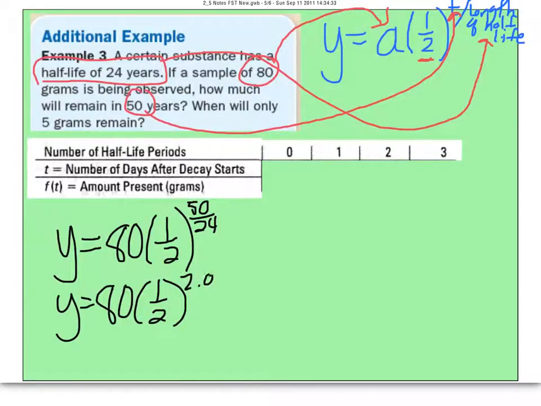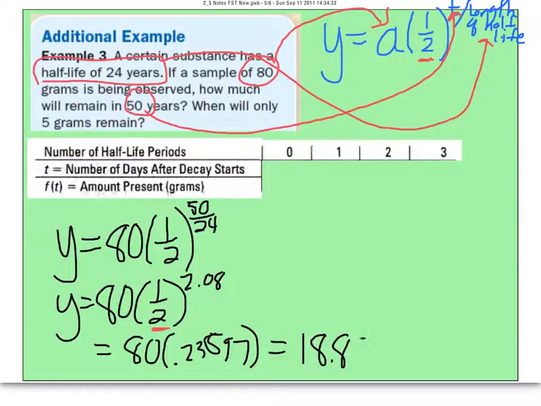This is going to be raised to the power of 2.08, which means it's going to do the half-life a little over 2 times. So fine, take the 1/2 or 0.5, raise it to the power of the 2.08, and what you're going to end up getting is that this is going to equal 80 times 0.23597. Take that times 80, and that's going to give us that there will be 18.88 grams of this substance left after 50 years.